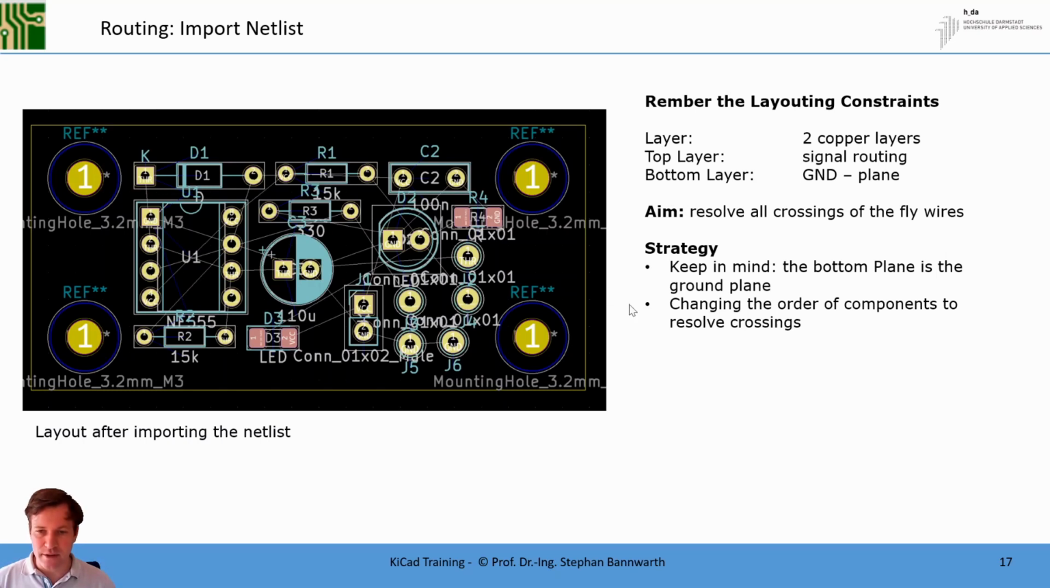The second point is we can resolve crossings by changing the order of the components. So this means we just have to replace the components in a way that we resolve most of the crossings which are not caused by ground flywires.